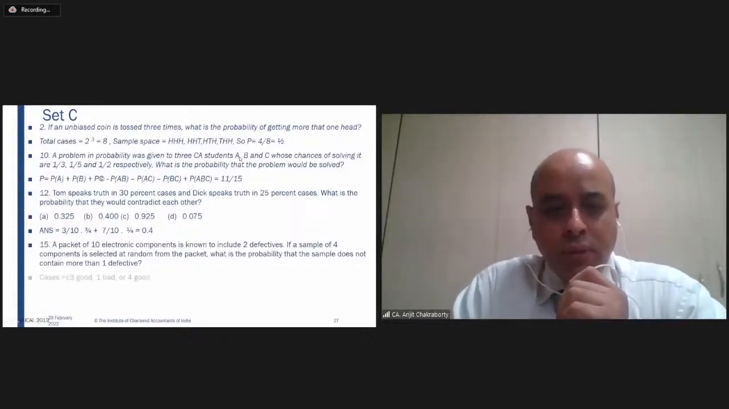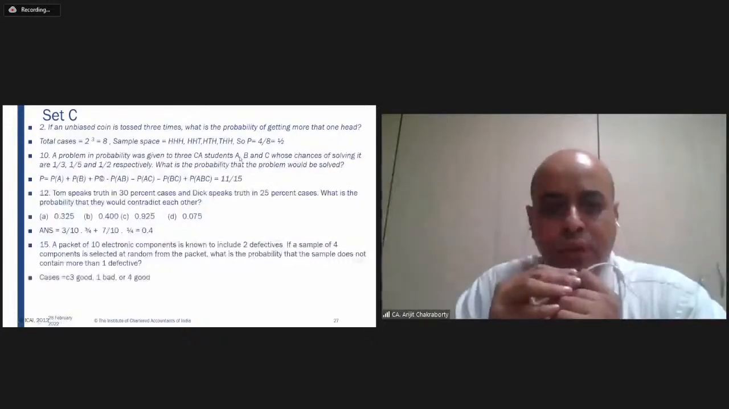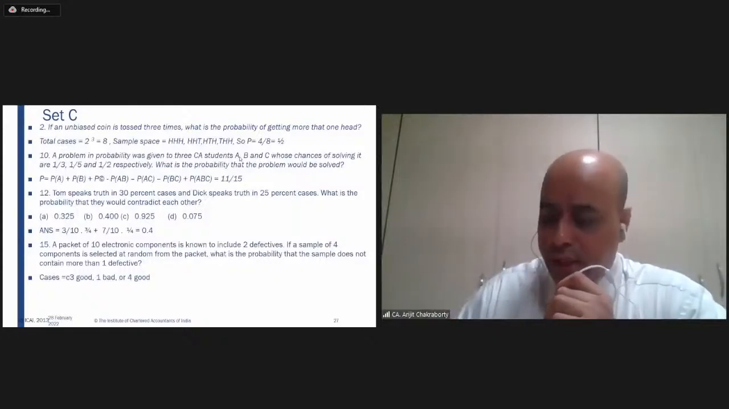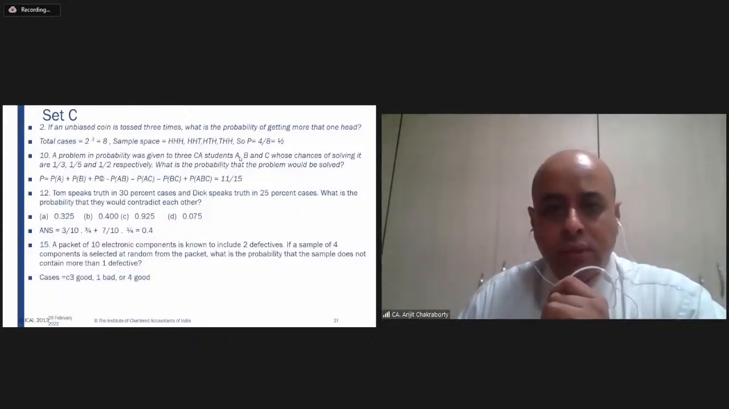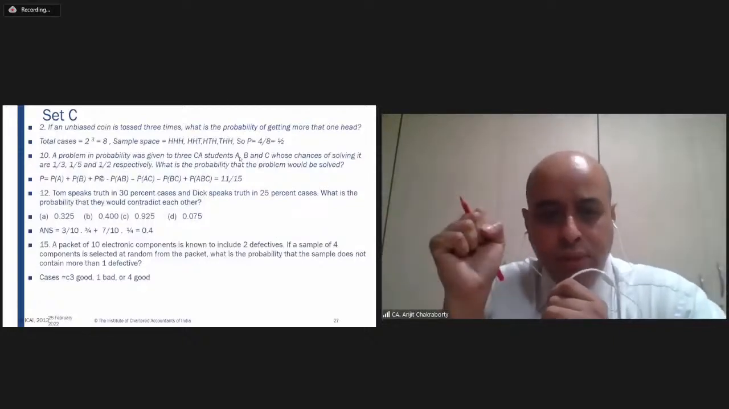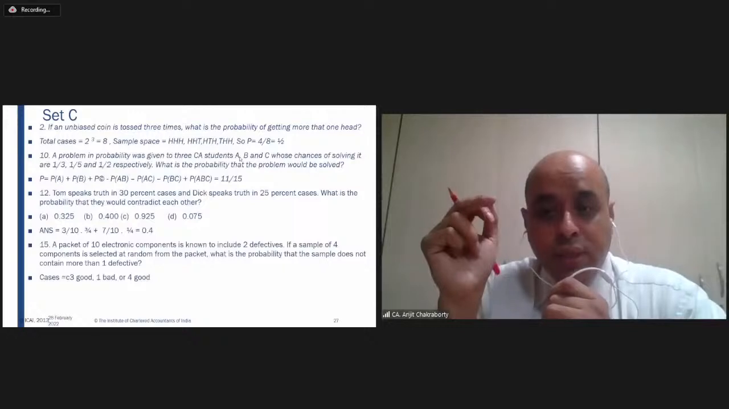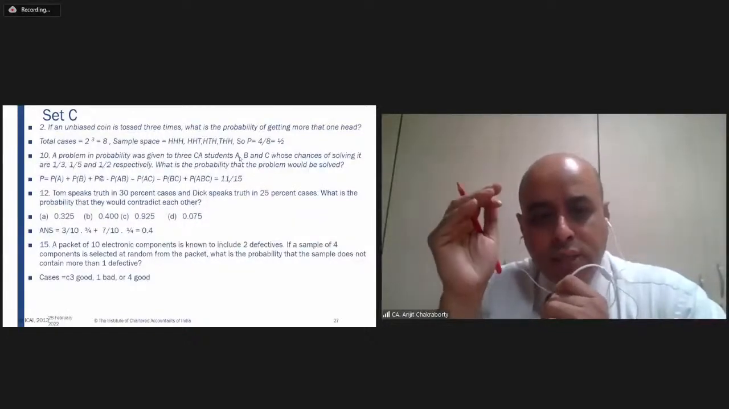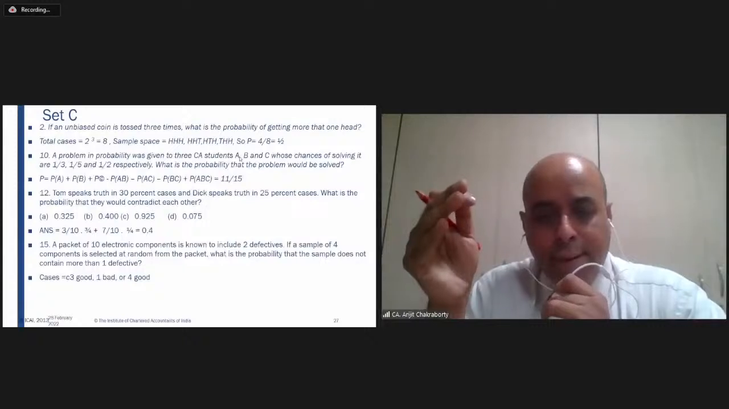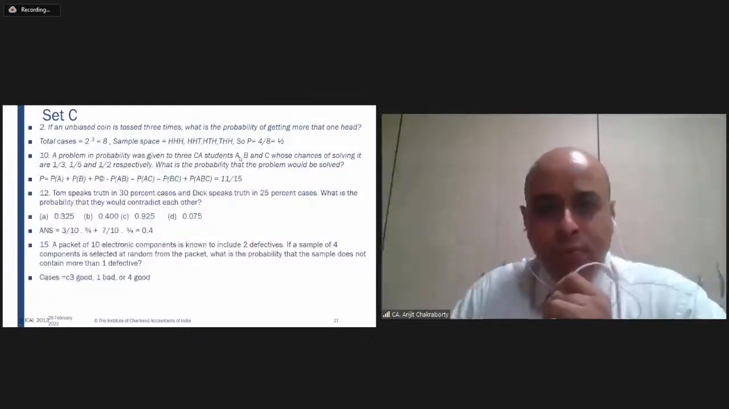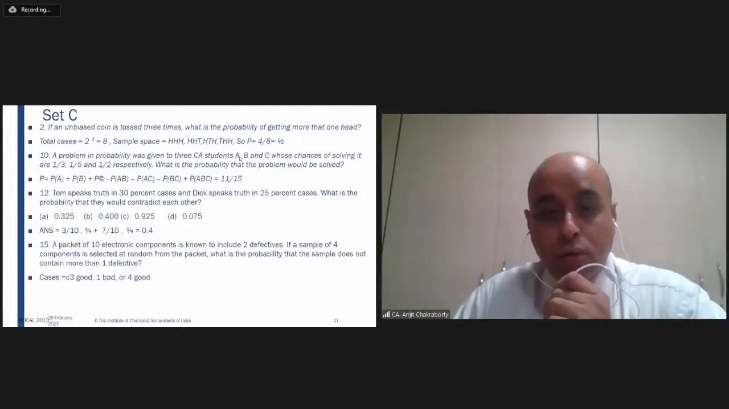So a packet contains 10 electronic components of which 2 are defective. So we can write, out of the 10 electronic components, 8 are good and 2 are defective. Now we are drawing a sample of 4 components. What is the probability that a sample does not contain more than 1 defective? That means the maximum number of defective is 1, not more than 1.